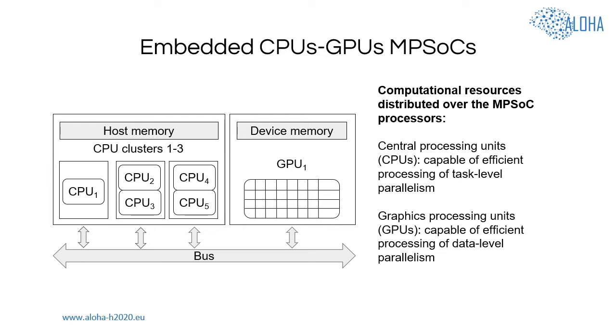Many modern embedded devices are based on embedded CPUs-GPUs multiprocessor systems on chip, MPSoCs, complex integrated circuits that consist of processing elements with specific functionalities. Due to their specific design, MPSoCs offer energy-efficient and high-performance solutions for applications running on the embedded devices. The computational resources available in the CPUs-GPUs MPSoCs are distributed over the heterogeneous MPSoC processors, CPUs and GPUs. To ensure high-throughput execution of a CNN on an embedded CPUs-GPUs MPSoC, the CNN workload should be efficiently distributed among the processors available in the MPSoC.